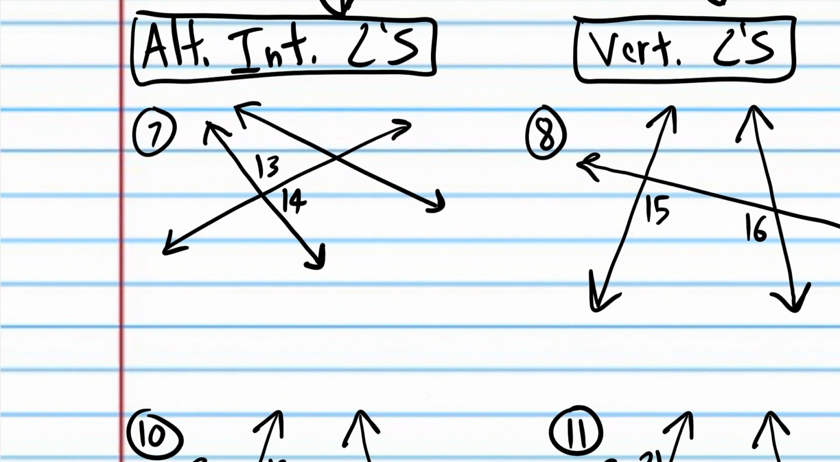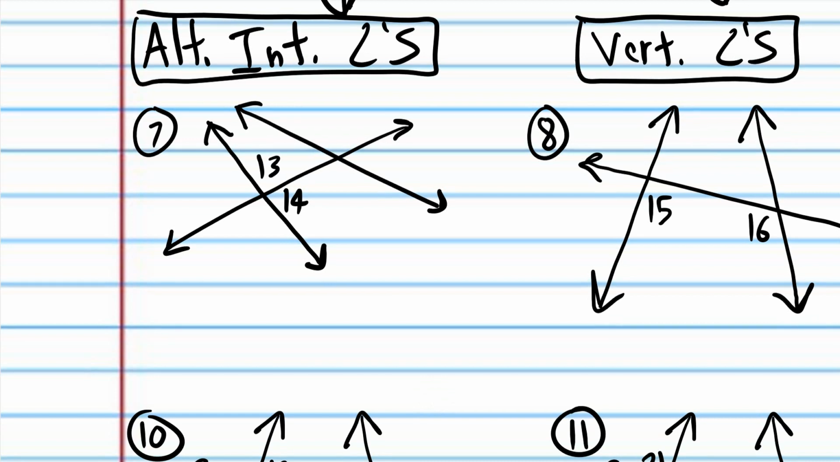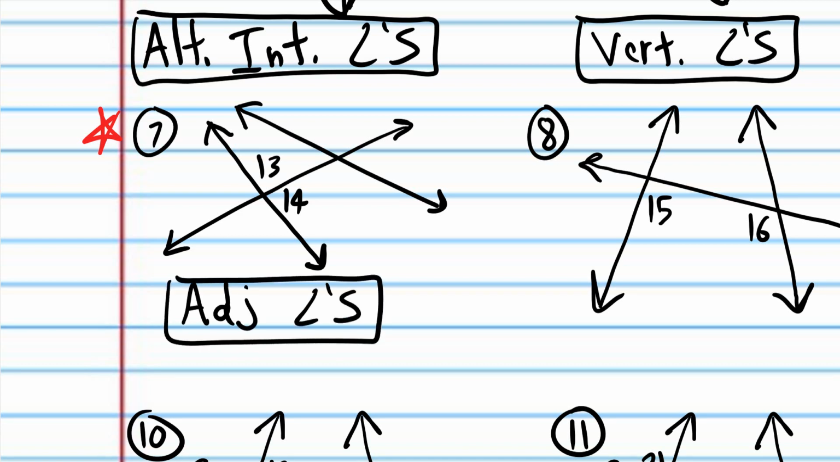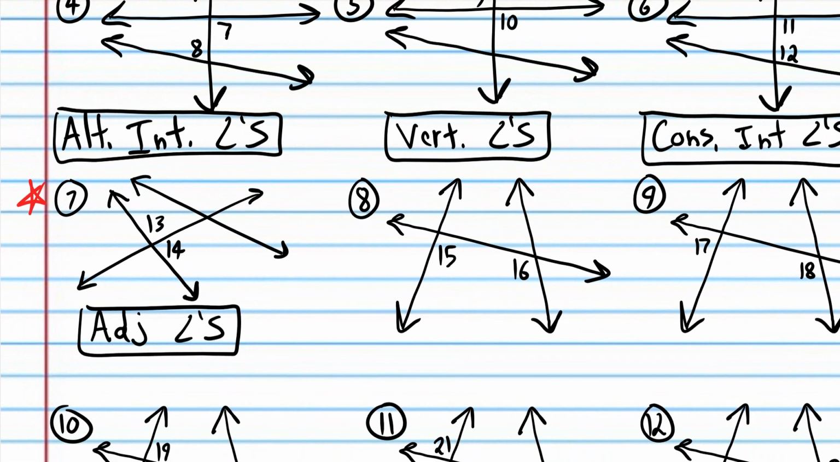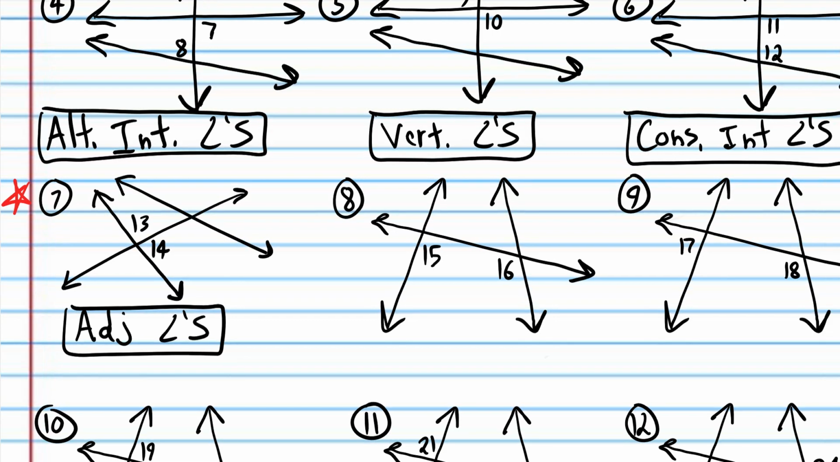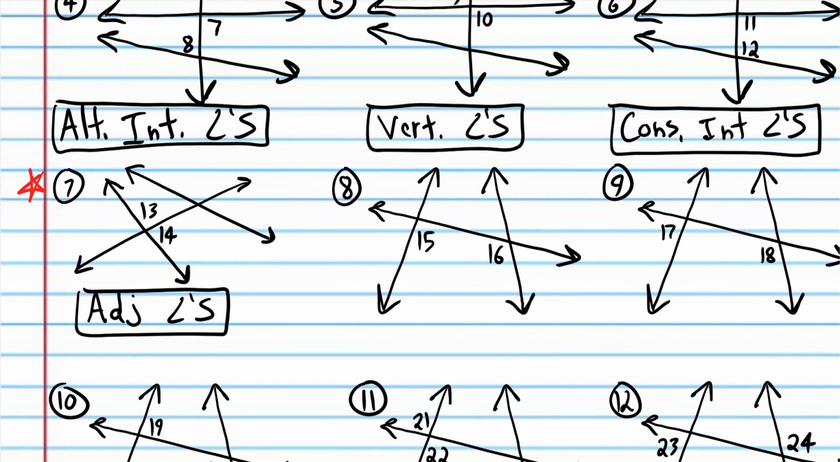All right, number 7 is kind of a weird one. These angles are just adjacent angles. So we just say adjacent angles. There's nothing new there. We already learned about adjacent angles. All right, try number 8, and when you come back, we'll do it together.